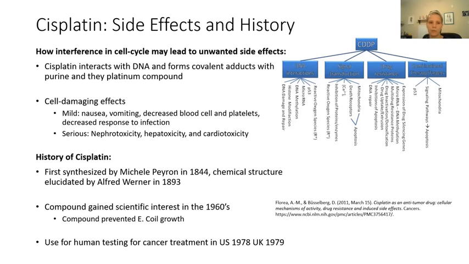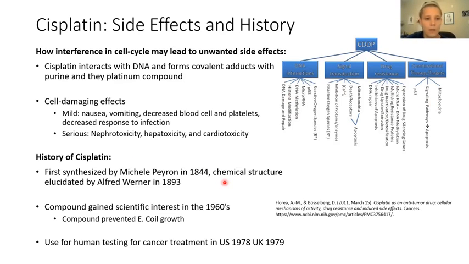Mild effects would be nausea, vomiting, decreased blood cells and platelets, and decreased response to infection, and then more serious side effects would be nephrotoxicity, hepatotoxicity, and cardiotoxicity. It's also called CDDP. So this is just a visual that talks about what I've discussed: DNA interactions, signal transduction, which we talked about, drug resistance, which is common of chemo drugs, and then the addition of another substance or treatment to lower the side effects and help the efficacy of the drug.